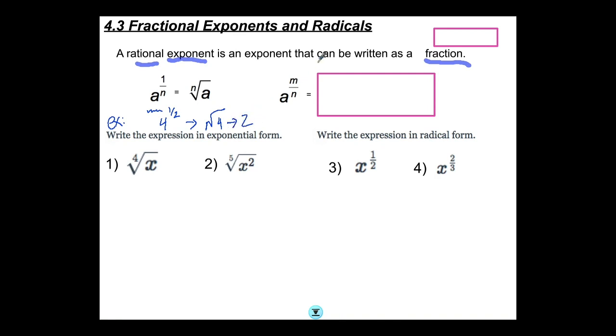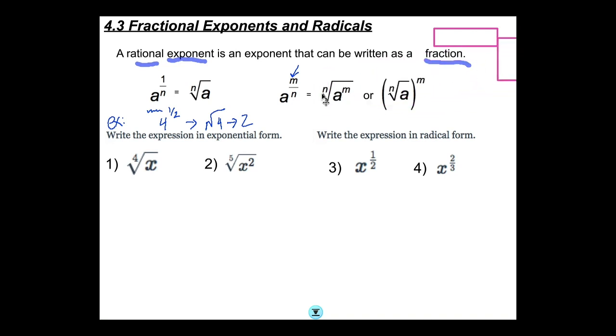Okay, so what if we have a fraction like this where the top number is not 1? What happens? That's okay. So if we have that, we can write it as two different things. We can either write that as the nth root of a to the power of m, or this is the way I like to write it, the nth root of a and then the power of m. I think if we think about it either of those two ways, we're in a good spot.